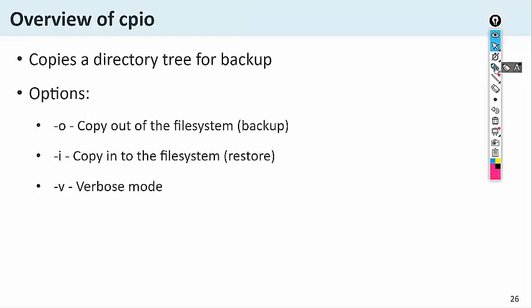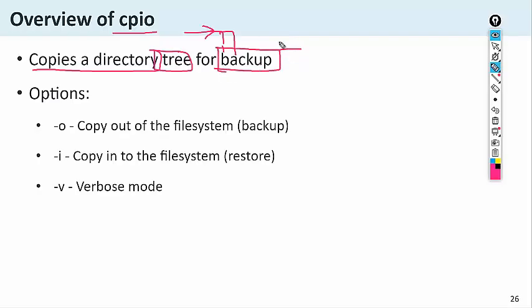Another is the cpio command, which is actually used to copy a directory and its tree, means the directory and everything inside it, as a backup. So later on, if you deleted data or anything went wrong with the data, you can take the backup and restore later on. The -o option can be used, so it will copy out of the file system data, means create the backup. If you use the -i option, it will restore the backup.